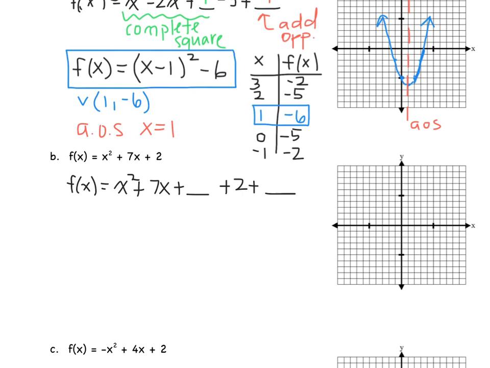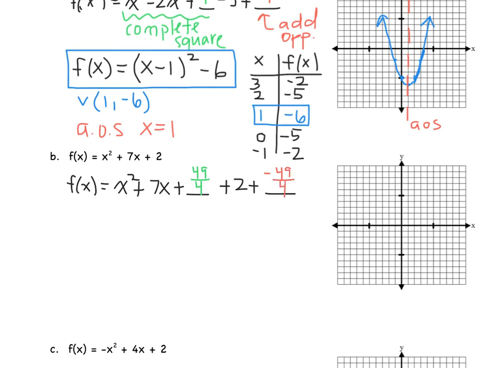So what goes in this first blank? Well, remember, we take 7, we divide it by 2. So 7 divided by 2 is just 7 over 2. And when you square that, square the 7, we get 49. Square the 2, we get 4. So 49/4 goes in that first blank, but we have to compensate. So whatever we add, we have to subtract. So this is going to be negative 49/4.